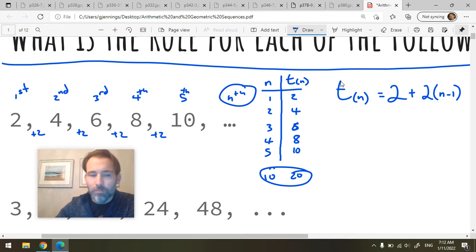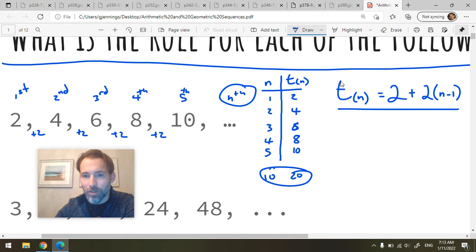Why n minus 1? For the first term, I want to have 2 plus 0 2's. Okay, 2 plus 0 is 2. So 1 minus 1 is 0, so that will add 0 2's to this first term. If I want to check the second term, 2 minus 1 gives me 1. 1 times 2 gives me 2. 2 plus 2 is indeed 4. Okay, so this will predict all of the terms.